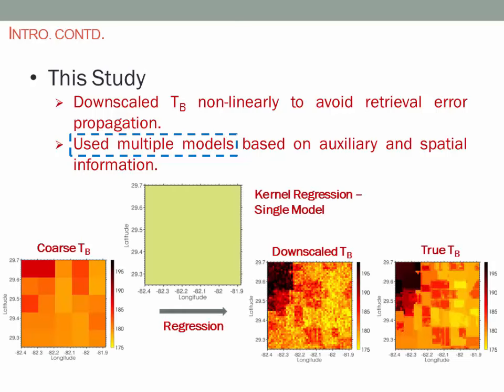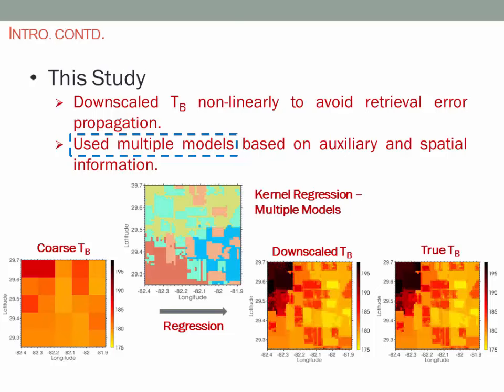What other studies do is they use a single regression model for the whole study region. And what this does, it leads to noise errors in the downscaled product. As you can see, the downscaled product has a lot of noise compared to the true product. What we did was we divided our study area into contiguous regions, and we developed one model for each region, and this improves the downscaling result a lot.